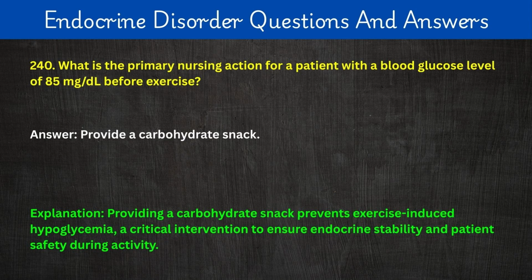240. What is the primary nursing action for a patient with a blood glucose level of 85 milligrams per deciliter before exercise? Answer: provide a carbohydrate snack. Explanation: providing a carbohydrate snack prevents exercise-induced hypoglycemia, a critical intervention to ensure endocrine stability and patient safety during activity.